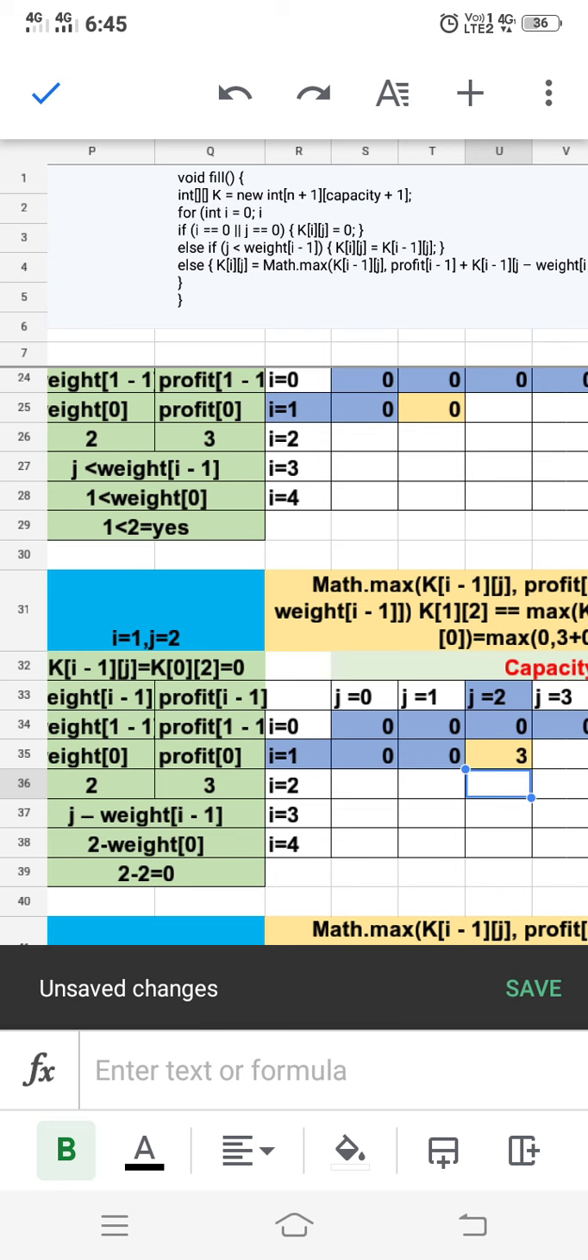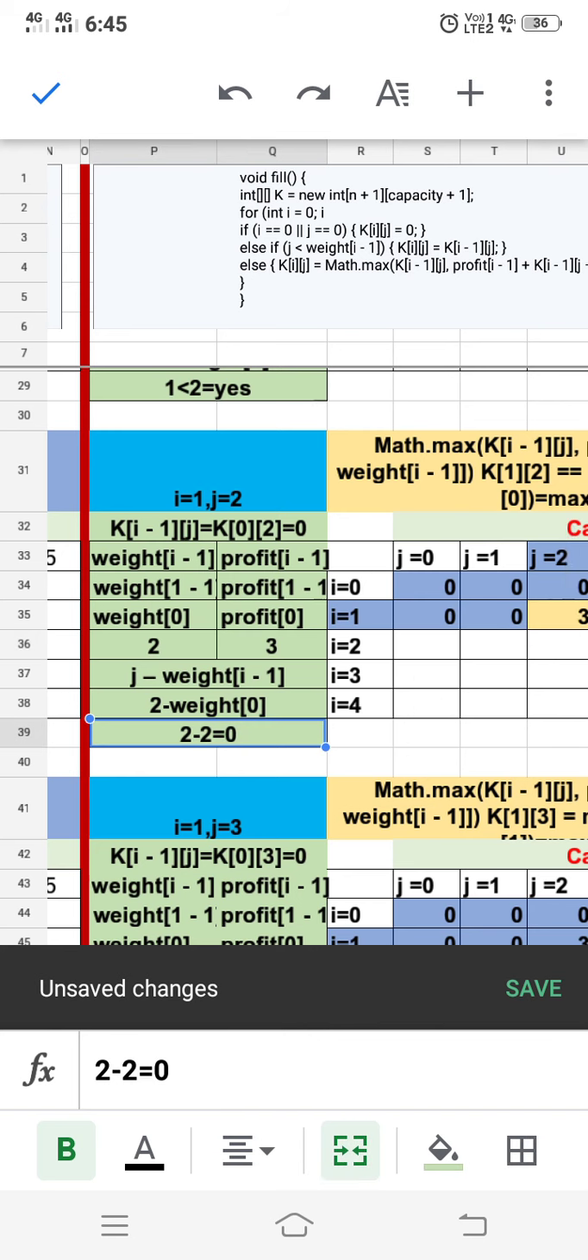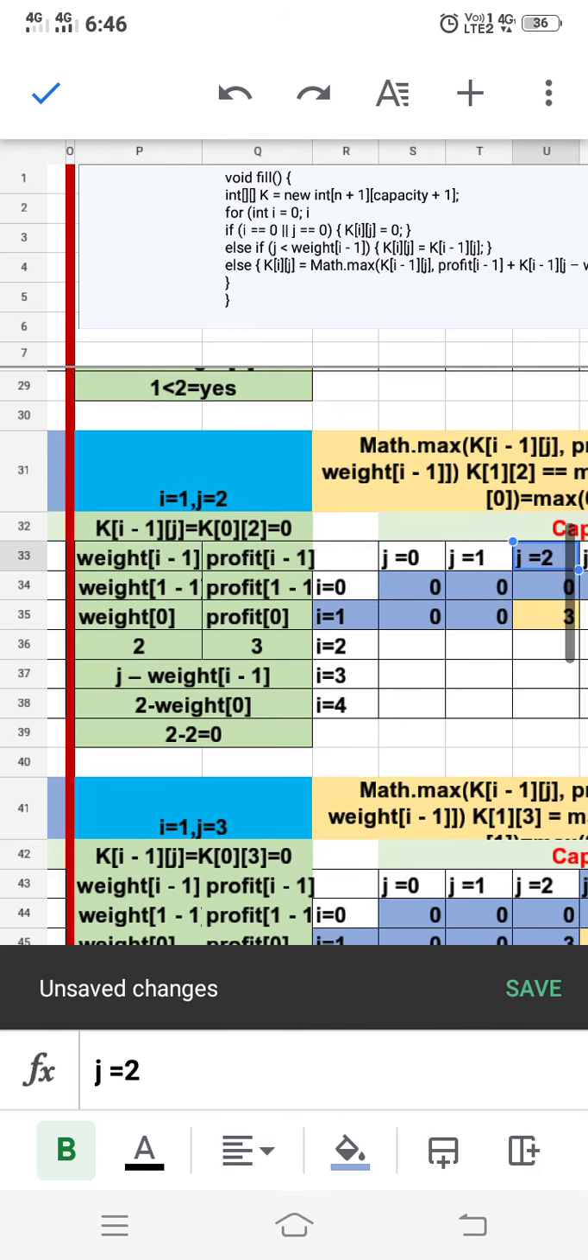So to get the other profit, I will be finding the index from where I need to access that particular profit. That particular profit I will get by calculating the equation j minus weight of i minus 1. Weight of i minus 1 is nothing but the weight of the current object, and j is nothing but the current j value in which iteration I have. That means the current capacity I have chosen. So I have 2 minus 2, which is equal to 0.